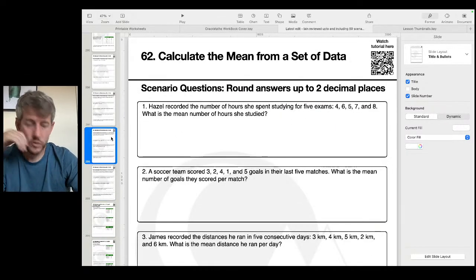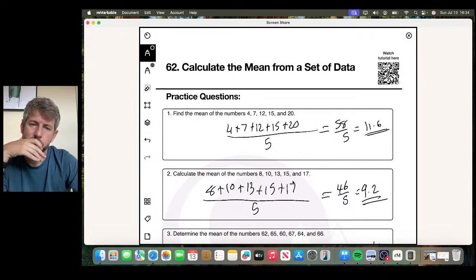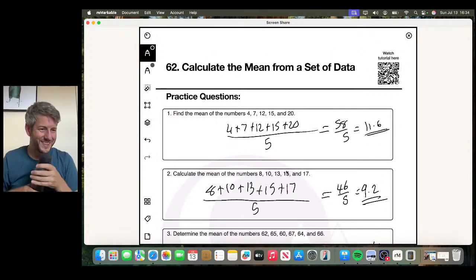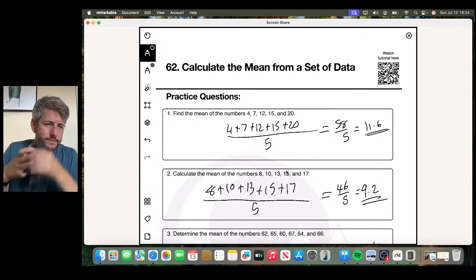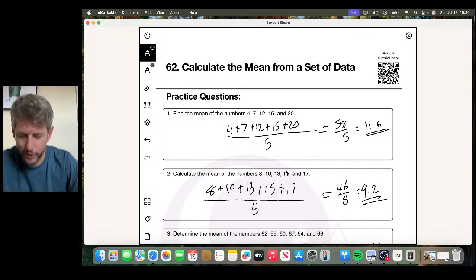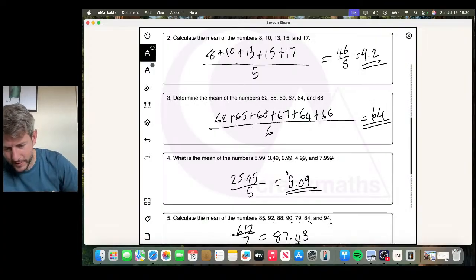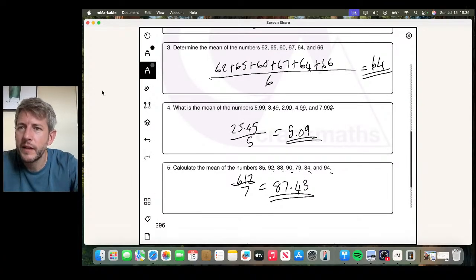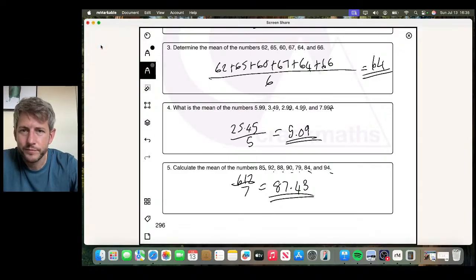Okay, fine. Sorry, let me just get back to this. Okay, right. Okay, so we've done all these now, so we can get them marked. Right, so here we go. Let's have these marked. Okay.